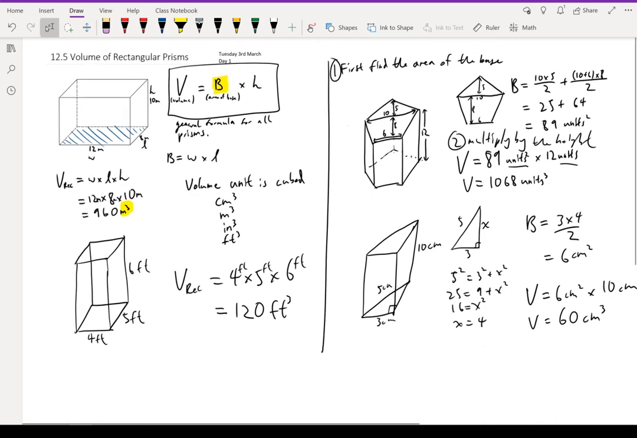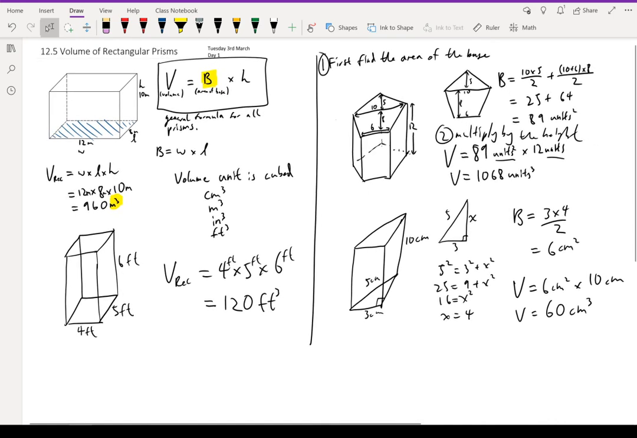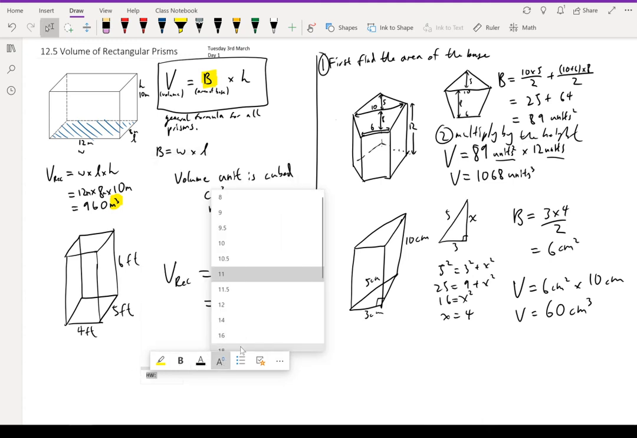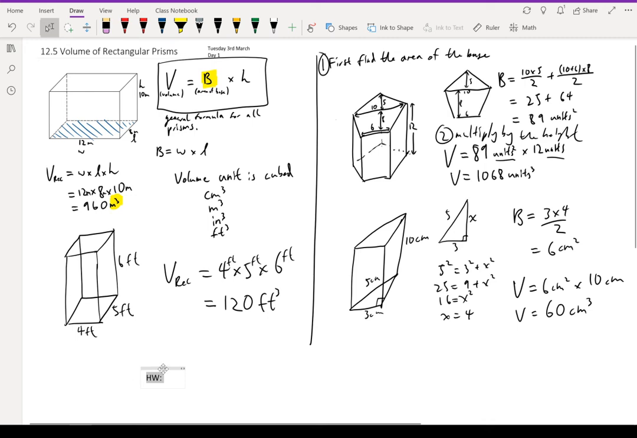Okay, so your homework today, let me type it out here, if I can type. Homework. Nope. Can I type? No, then I'll just write it down. Oh, it works now, kind of. Homework will be, let me just make it bigger first. Font size 18. So your homework will be exercise 12.5.